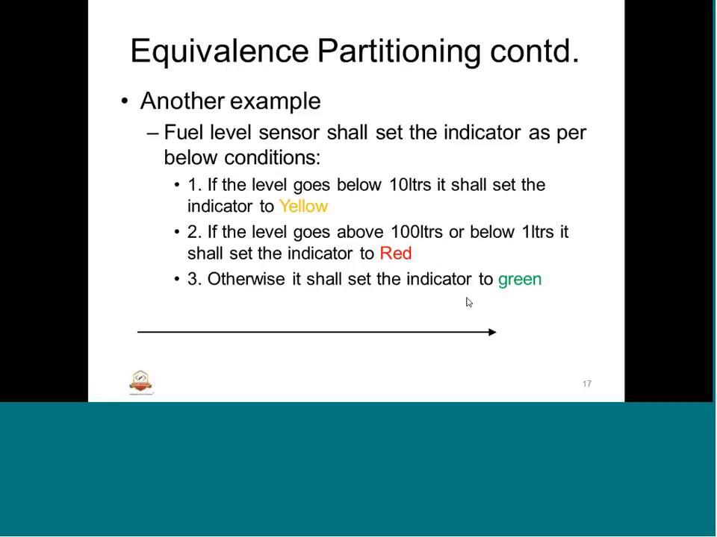So what it means here is that from 10 to 100 liters, we have the indicator set as green, and above 100 or below 1 liter, it shall set as red. The one below 10 and above 1 will set as yellow. Just to have an understanding of different values, I'll repeat. There are three sub requirements for the fuel oil sensor. One requirement for green, which talks about 10 to 100 liters. One talks about red, which is less than 1 liter or above 100 liters, where the indicator will show red. The one between 1 and 10 will indicate yellow.